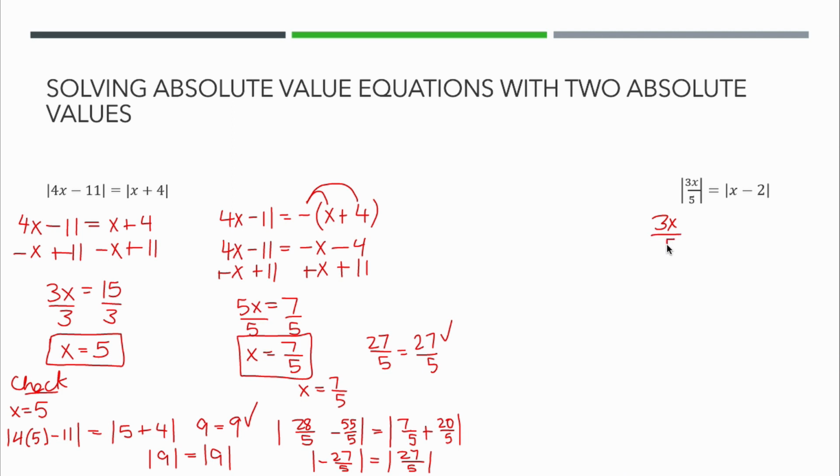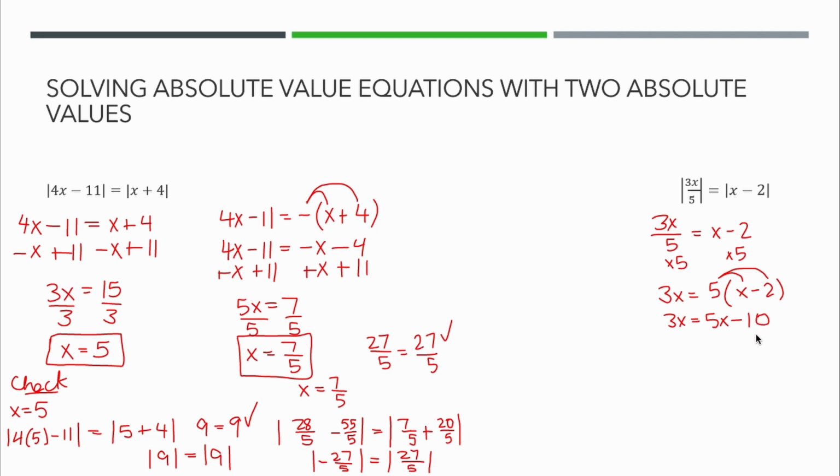So 3x divided by 5 is equal to x minus 2, and we'll do the negative 1 after we've solved this. So we multiply 5 on both sides. We get 3x is equal to 5 times x minus 2. We multiply it by the whole thing. We distribute the 5. So 3x is equal to 5x minus 10.